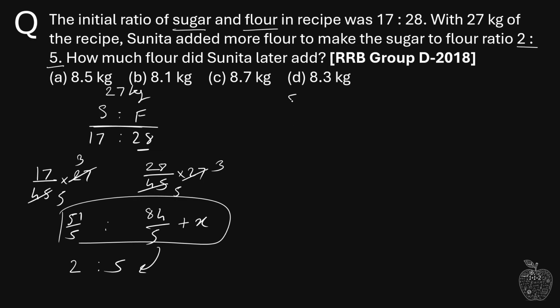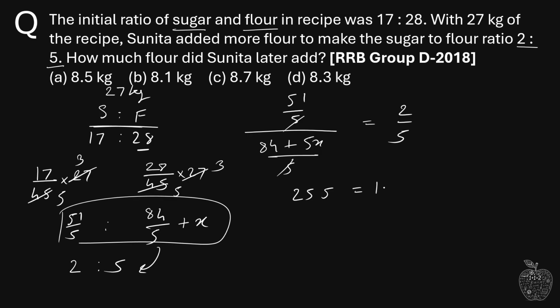So I can write it as 51 by 5 upon, let's take the LCM over here. So LCM will be 5. 84 plus 5x. This thing is equal to 2 by 5. Here 5 will get eliminated. This 5 on the right hand side will go to the left hand side and get multiplied with 51. So 51 into 5 will give me 255, which is equal to this 84 plus 5x will go to the right hand side and get multiplied with this 2. So 84 into 2 will be 168 plus 5 into 2, 10x.